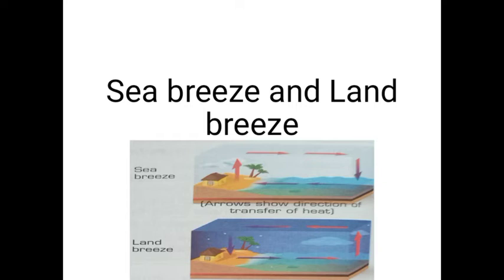Sea breeze and land breeze are an example, or we can say an application, of convection. Land on the beach heats up faster than the sea during the day and cools down faster at night. This difference sets up a wind pattern. During the day the warm air above the land rises and is replaced by the cooler air from the sea. This is known as the sea breeze. At night, the warm air above the sea rises and the cooler air from the land takes its place. This is called the land breeze. Thus, an average temperature is maintained throughout the day on land.